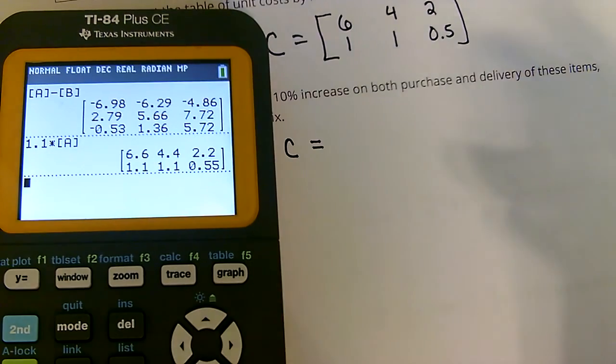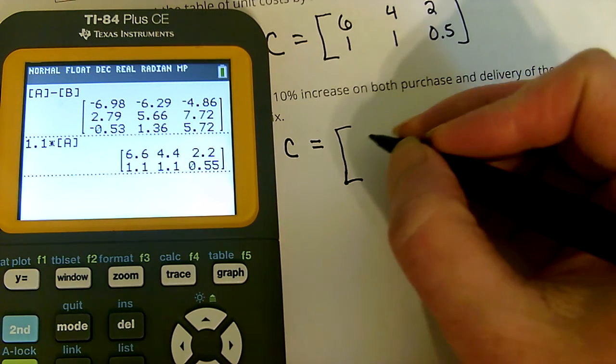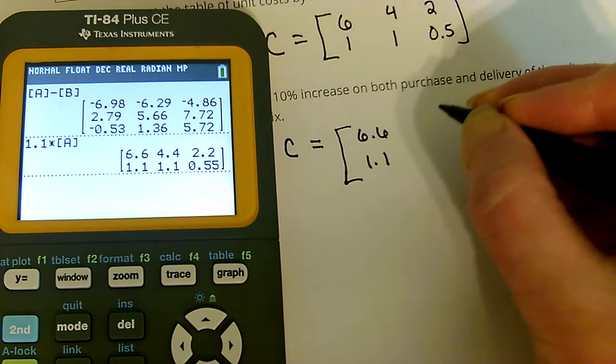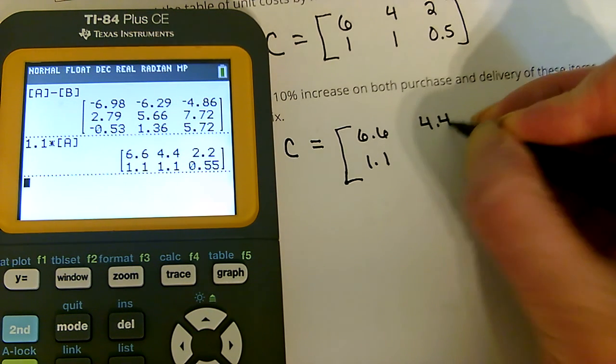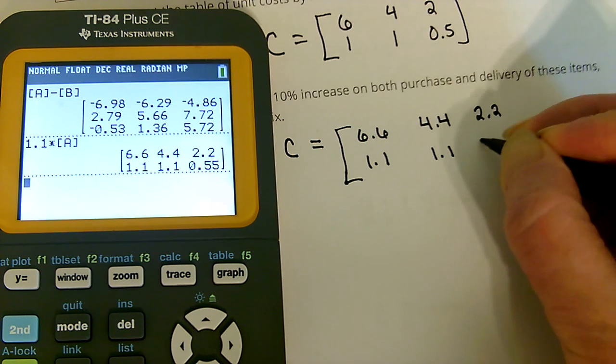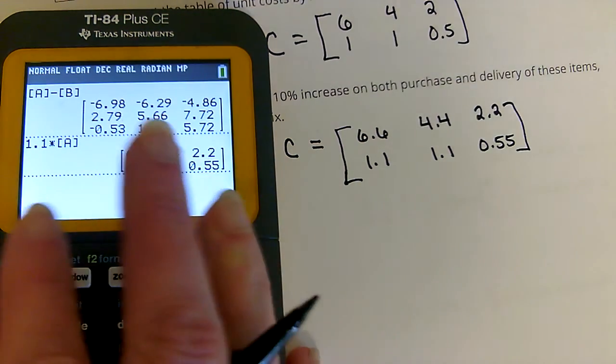But that gives me a 10% increase. If you had left it as just 0.1, you would be getting the amount of the increase, and then you would have had to add that to your original. Which would work as well.